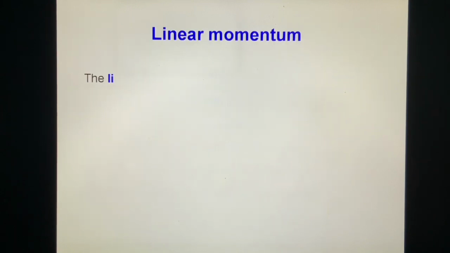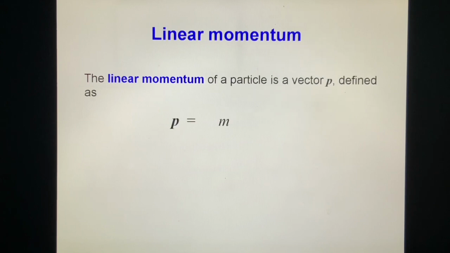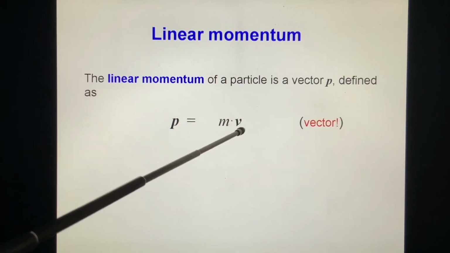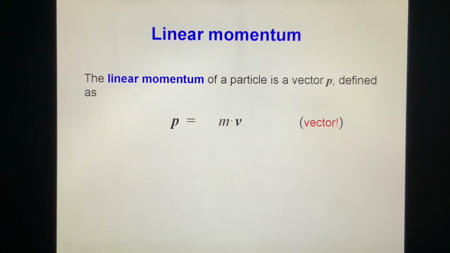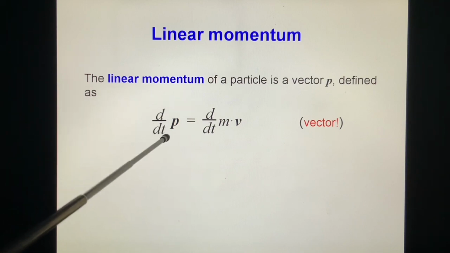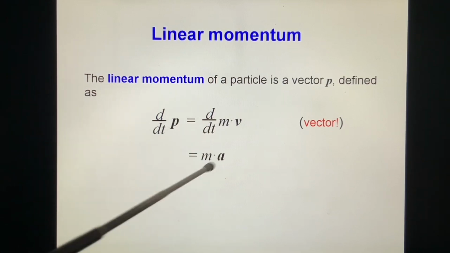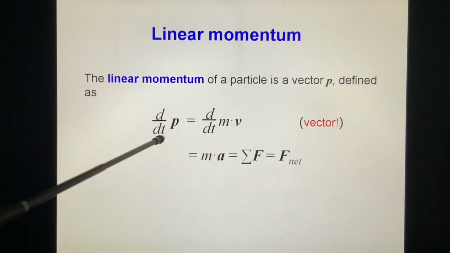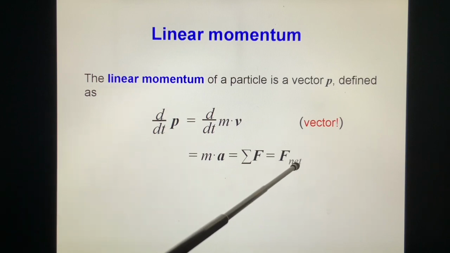Linear momentum. The linear momentum of a particle is a vector p, which we define as p equals mv, related to its velocity. Velocity is a vector, so the linear momentum is a vector too. Now let's do some operation. We take the derivative with respect to t on both sides. We know this one is sigma F. We take m out, and we get m dv/dt, which is ma. Ma equals sigma F, which equals F net. So we get dp/dt equals F net.